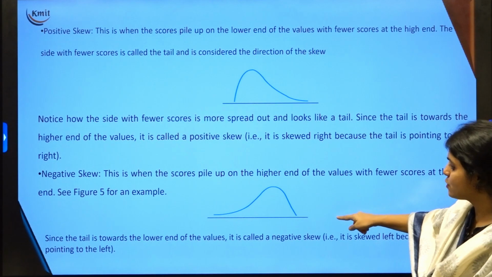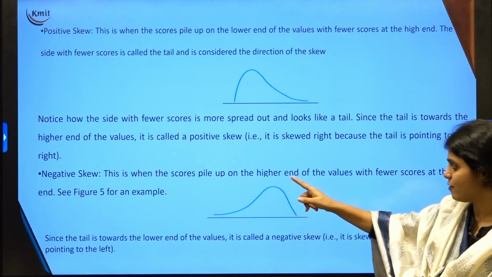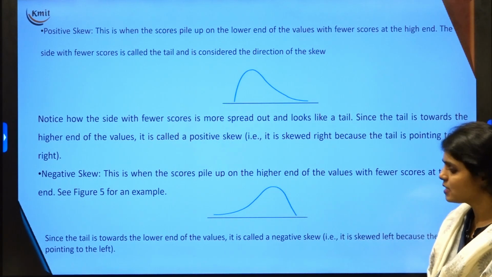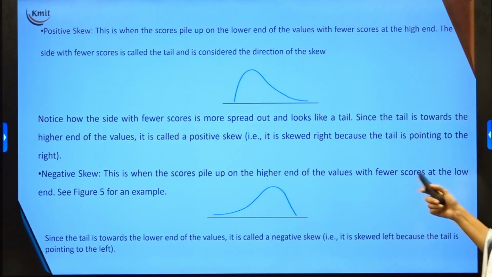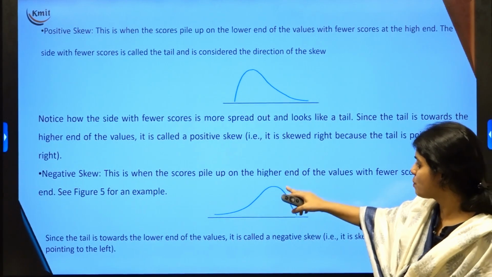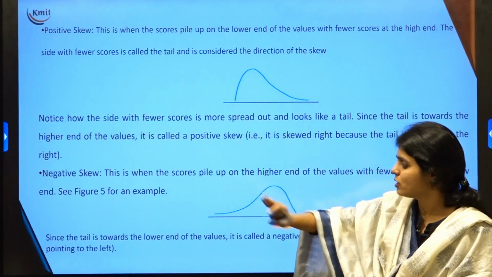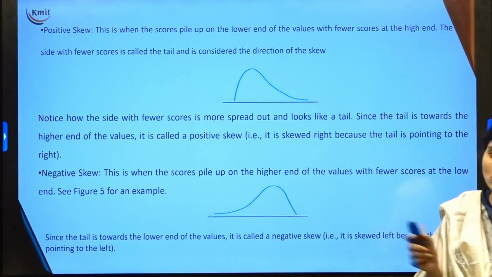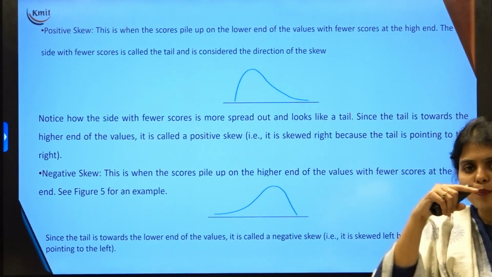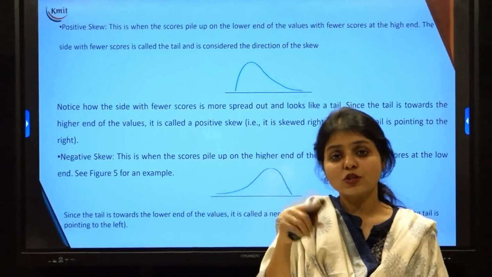When you look at this negative skew, the tail is pointing to the left. So this is generally called negative skew. Negative skew is where the scores pile up on the higher end of the values, with the tail on the lower end. This is called negative skew. So, normal distribution, skewed distribution.